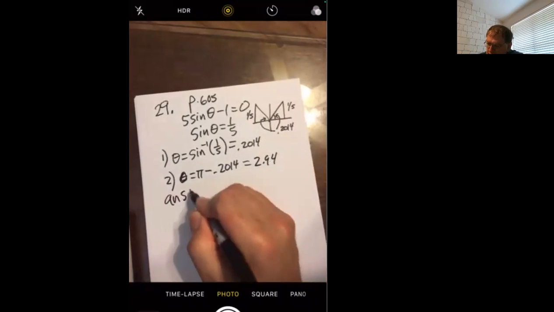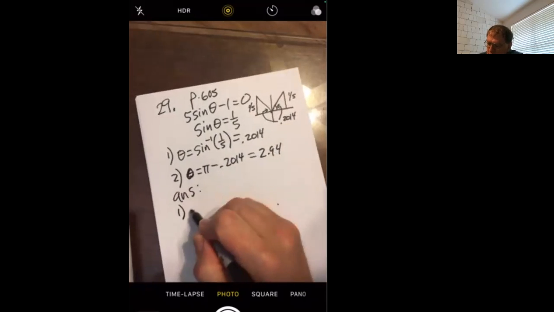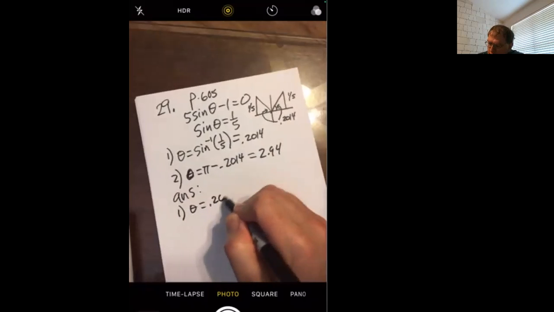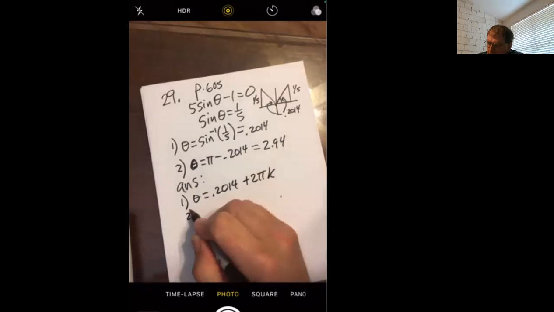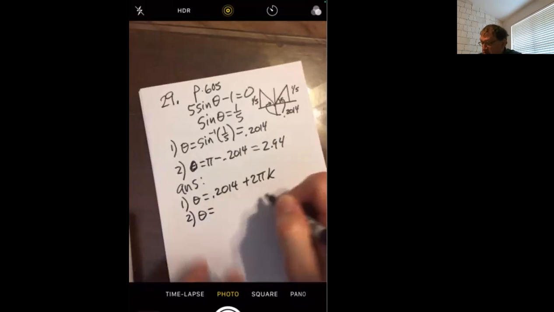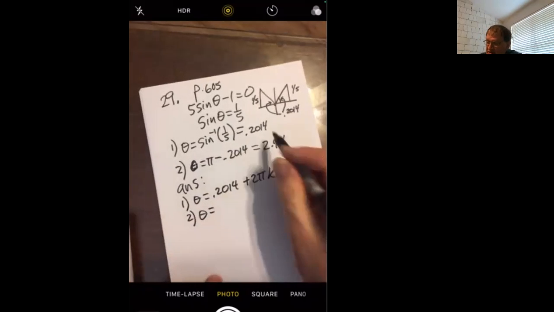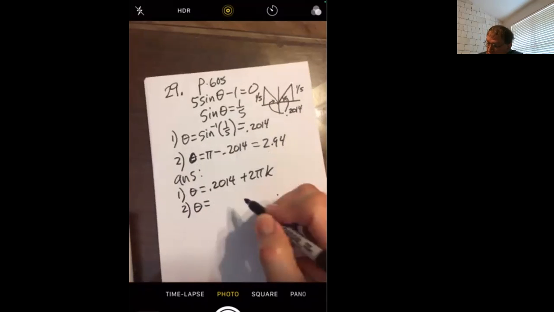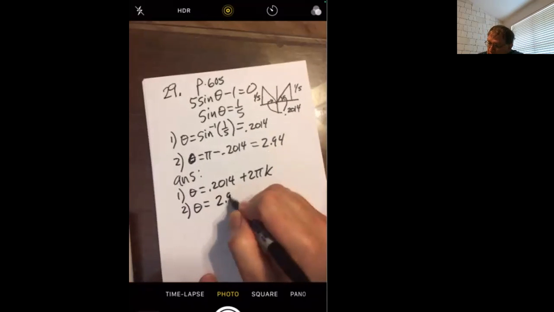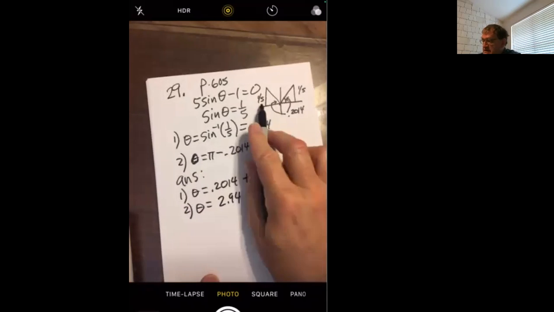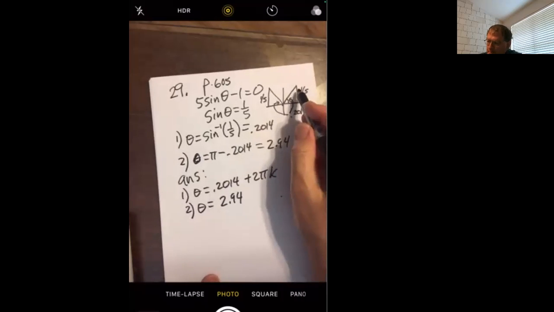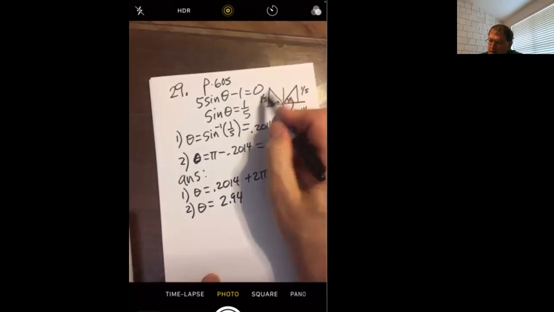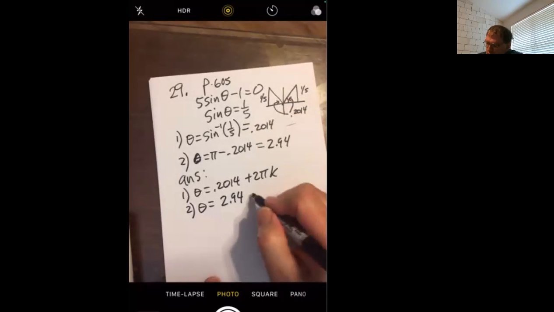So answers then, 0.2014, add 2 pi k. And they may or may not list the second. I think it does list both of these, 2.94, because this will skip over this. This one will only come back to this first one here. So you'll be missing the second quadrant answers plus 2 pi k.